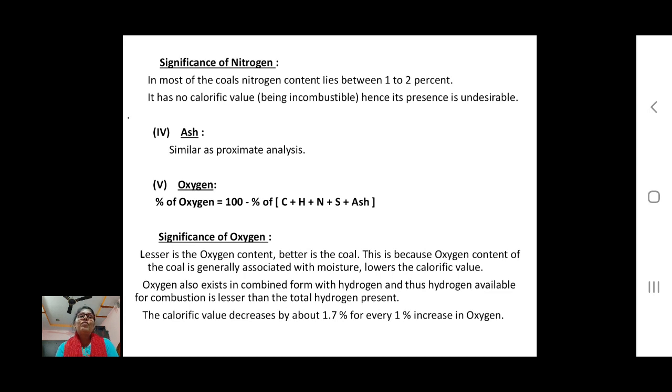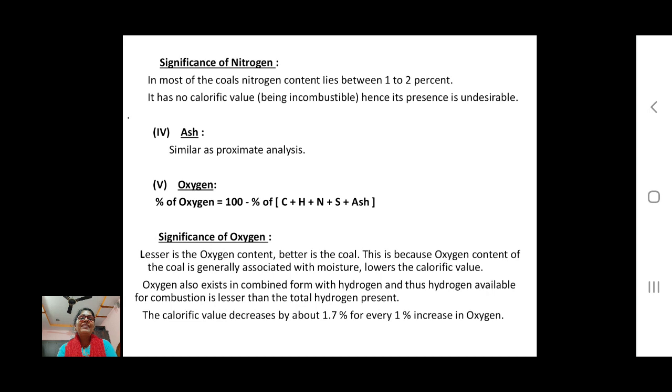Now significance of oxygen. Lesser is the oxygen content, better is the coal. Because oxygen is a supporter of combustion but not combustible. So fuel must be combustible. So lesser the oxygen content, better is the coal. This is because oxygen content of the coal is generally associated with moisture also. So if oxygen is there, moisture is also there, which lowers the calorific value.